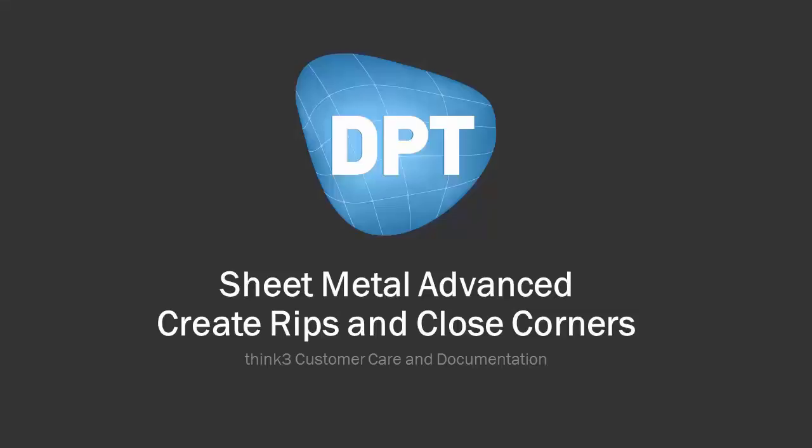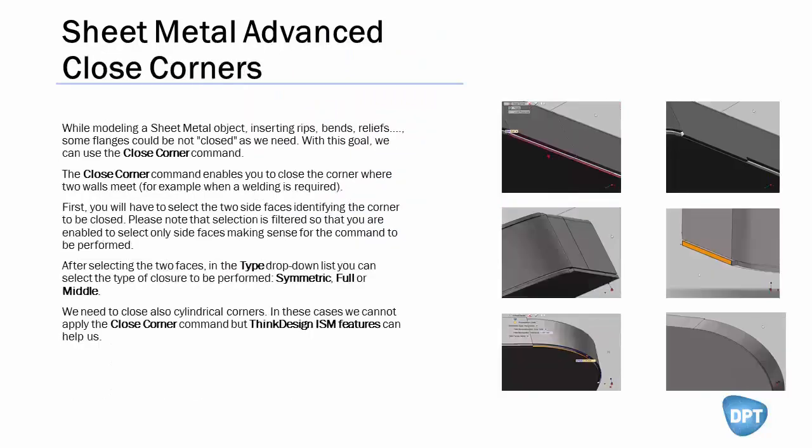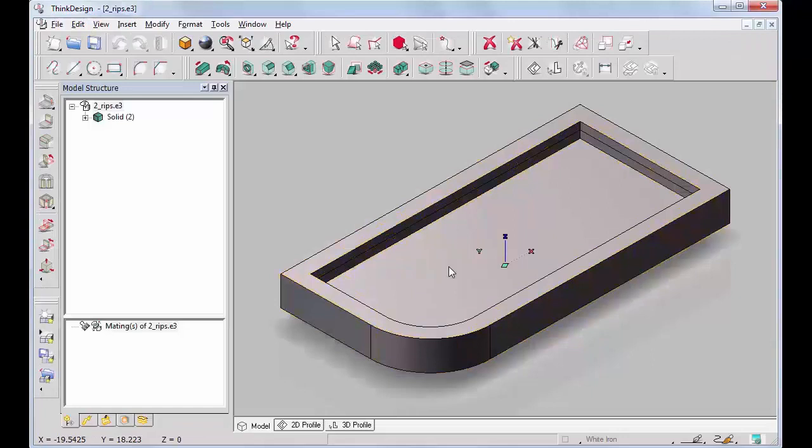This e-tutorial will explain how you can get a sheet metal object that can be unbent and rebent starting from a model obtained with standard solid features. And so how you can create rips and close corners on it. First of all, let's load model file 2_rips.e3.